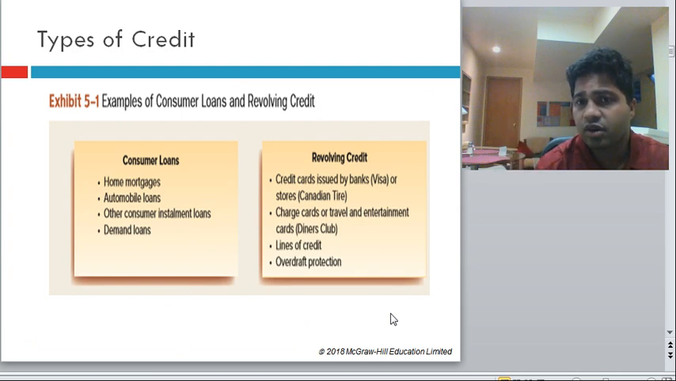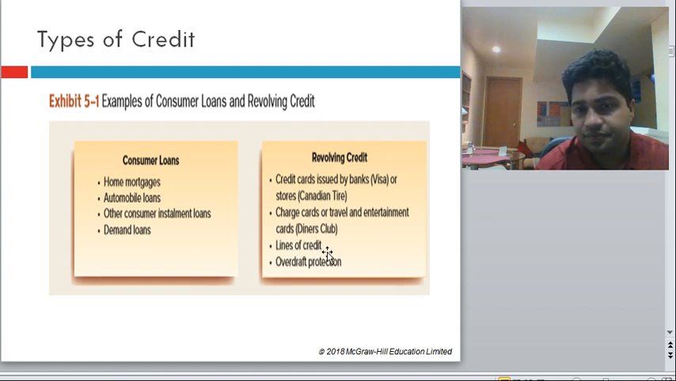Revolving credit includes credit cards issued by banks, which have a tie-up with Visa, or store cards like a Costco card or a Canadian Tire card. Famous examples are the card that Ford invented, or Walmart cards. Charge cards or travel cards are very similar to credit cards. The only thing is you have to pay the entire amount. There is no option of paying the minimum amount. You have to pay the entire amount that is due.